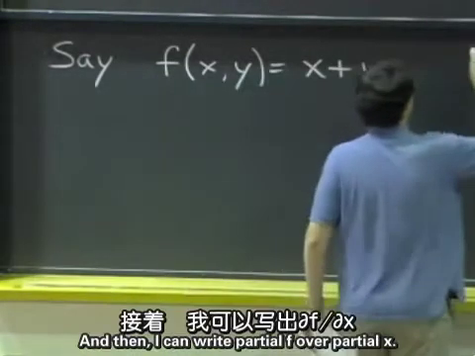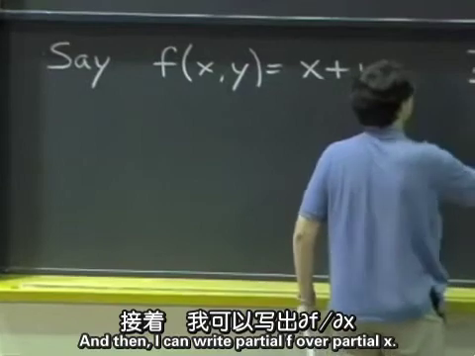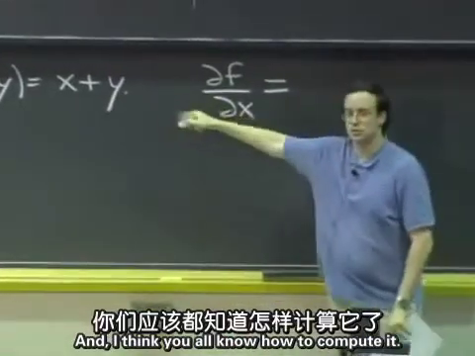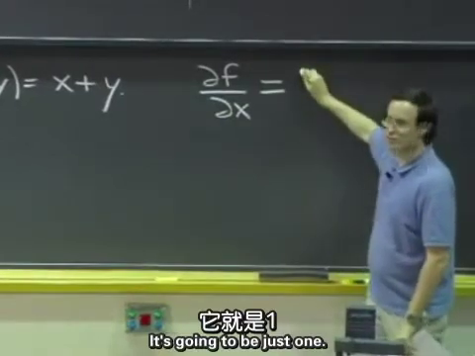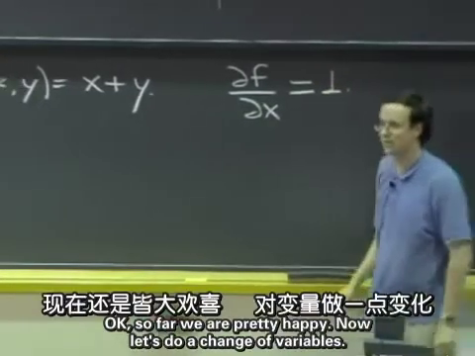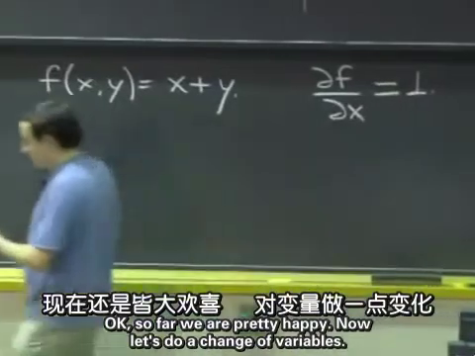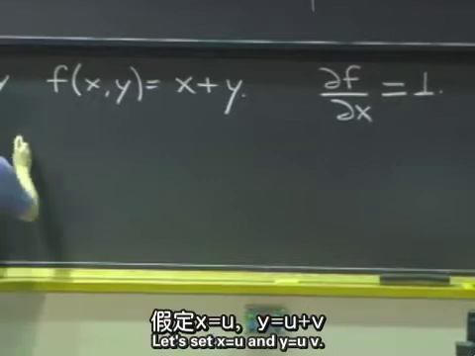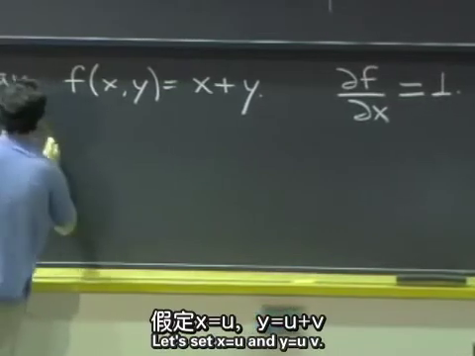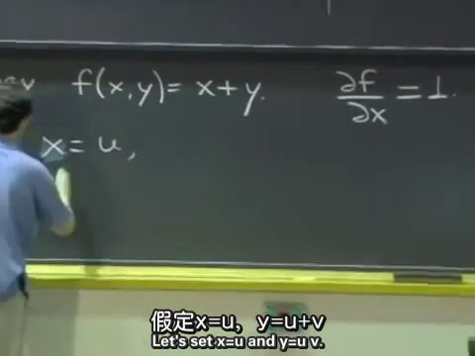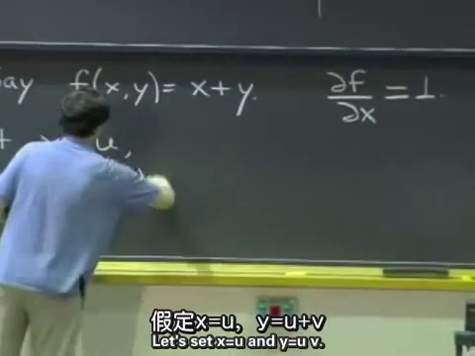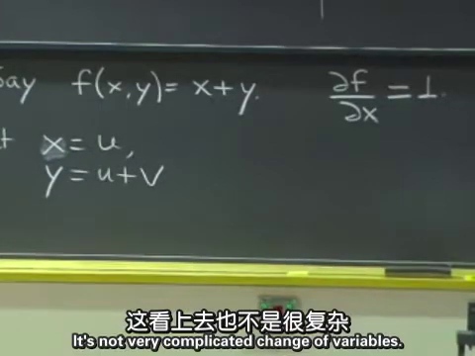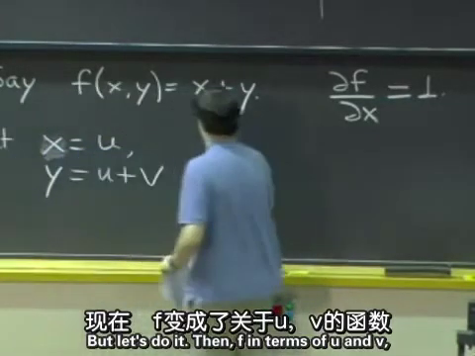And then I can write partial f over partial x, and I think you all know how to compute it. It's going to be just 1. Okay, so far we're pretty happy. Now, let's do a change of variables. Let's set x equals u and y equals u plus v. Okay, it's not a very complicated change of variables, but let's do it.